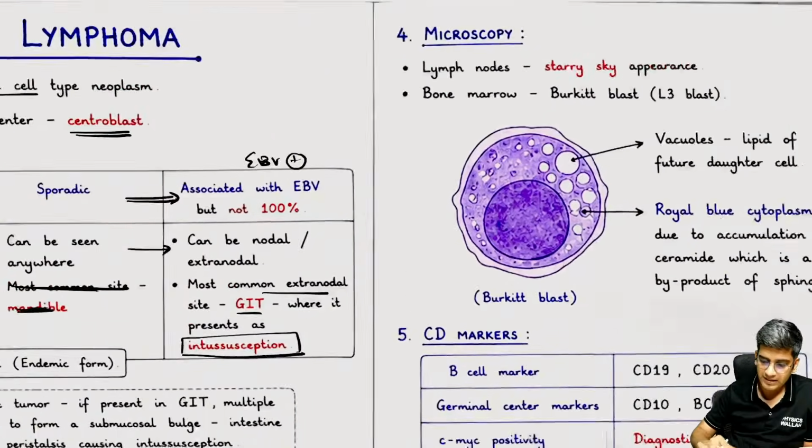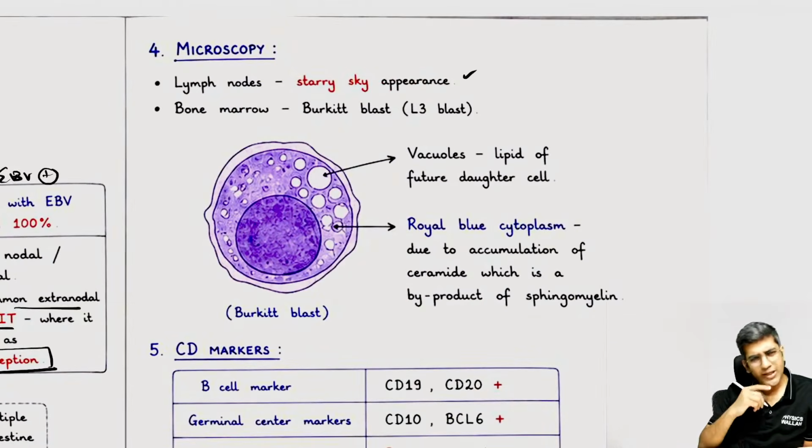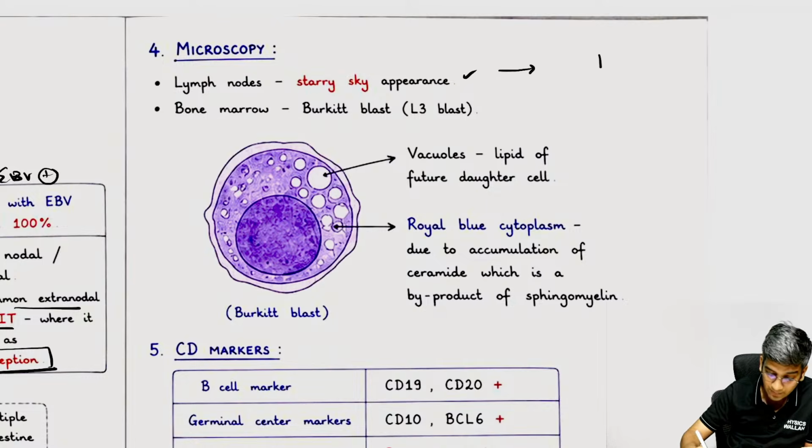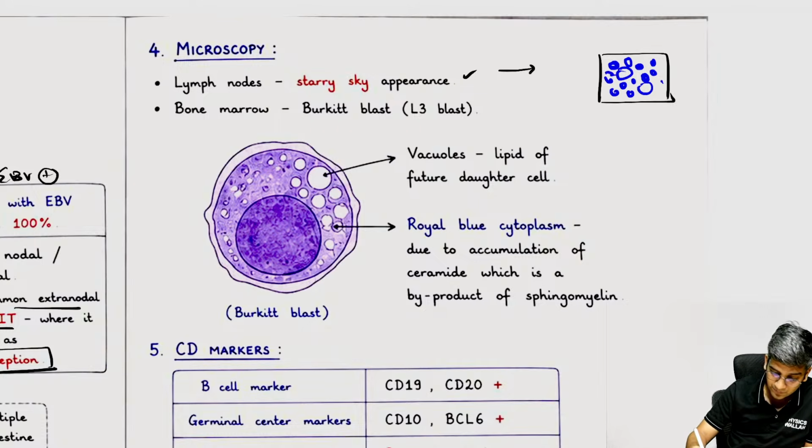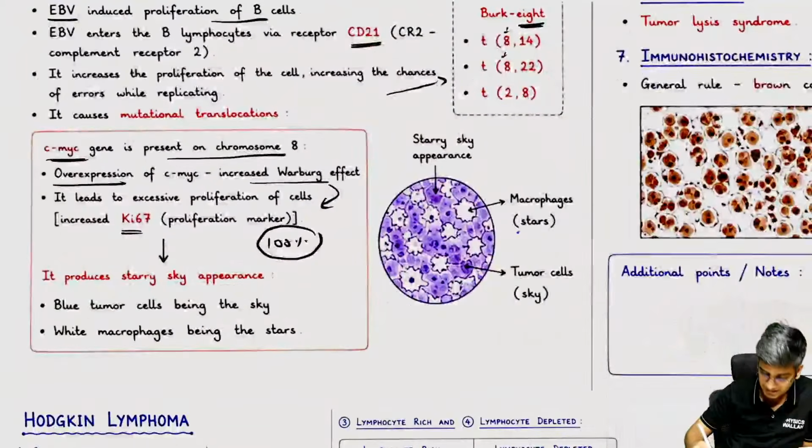Microscopy. Microscopy in the lymph node. Here you can write effaced lymph node architecture, but I would say put the words starry sky first. Then the second word you can write, there will be effaced lymph node architecture. What is starry sky? I might want you guys to draw a diagram here. If it's an exam, put round tumor cells, clear areas in the center, right? Starry sky, the tumor cells are the sky, and the clear areas, the macrophages, are the tingible body macrophages, which are the stars. The macrophages are the stars and the tumor cells are the sky.